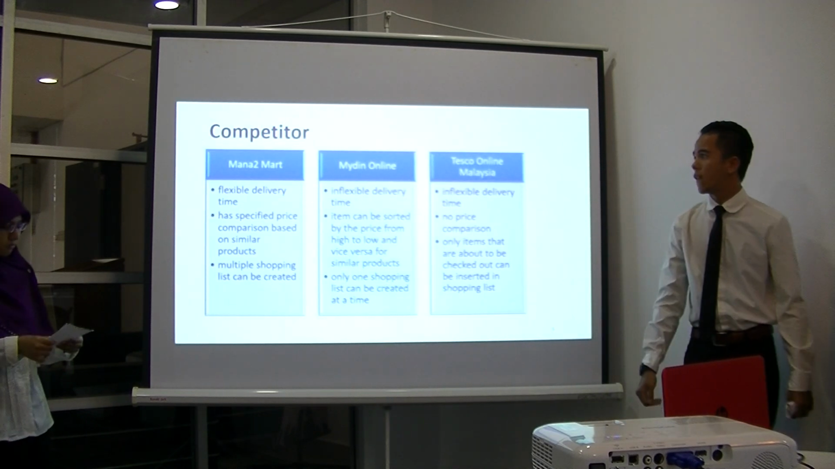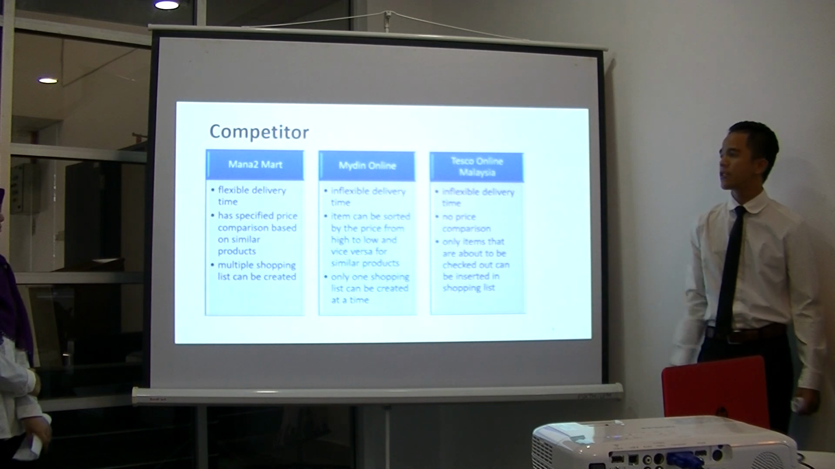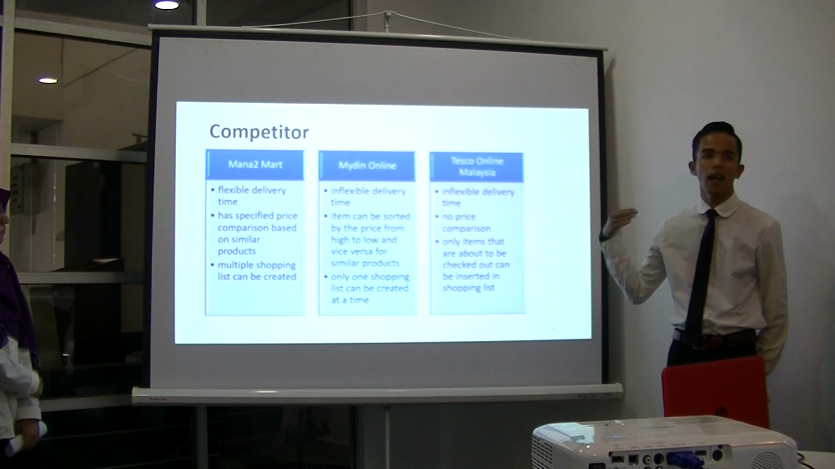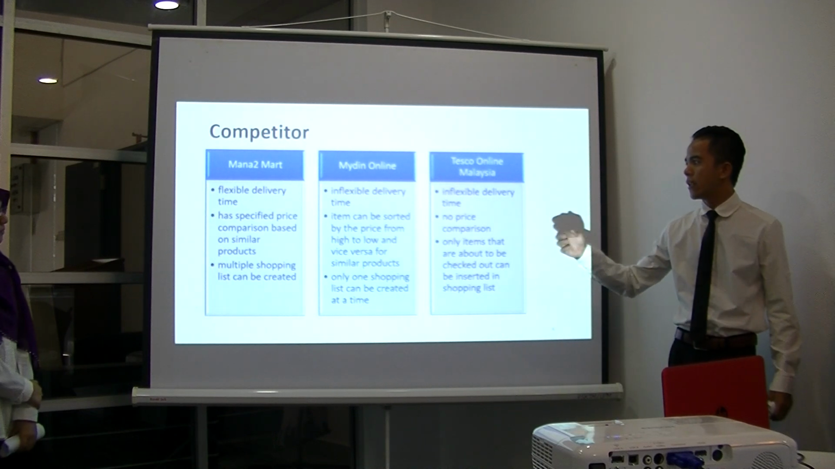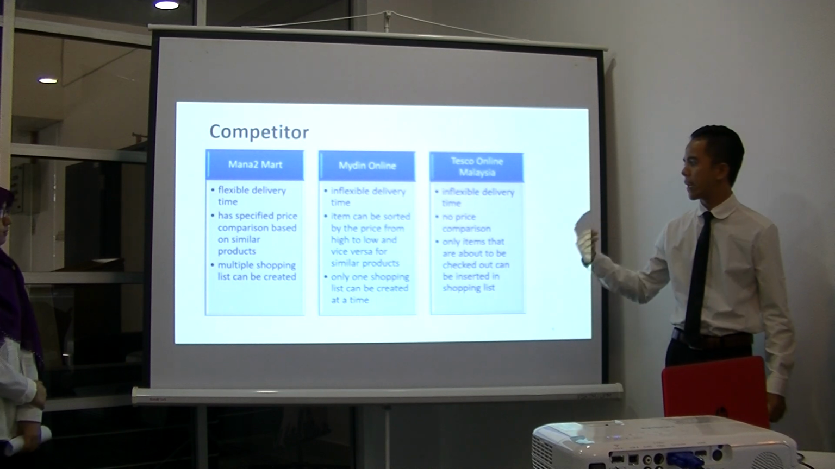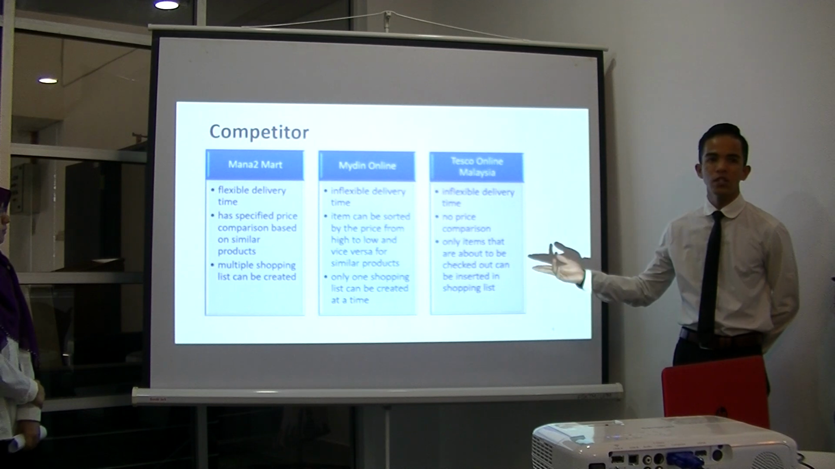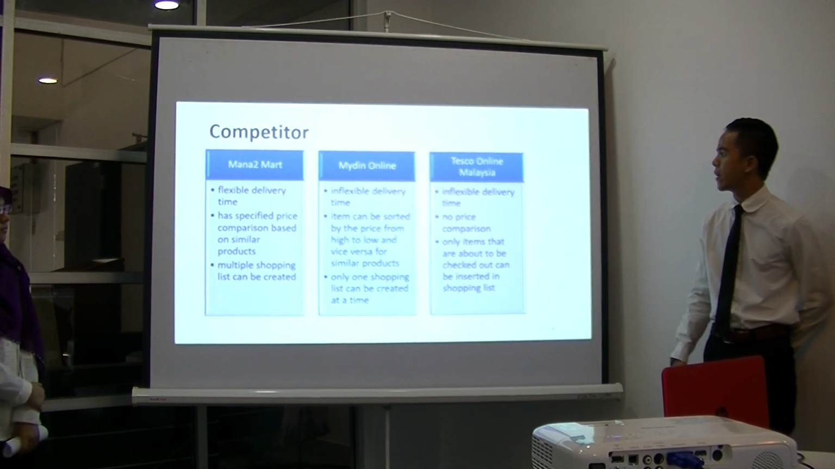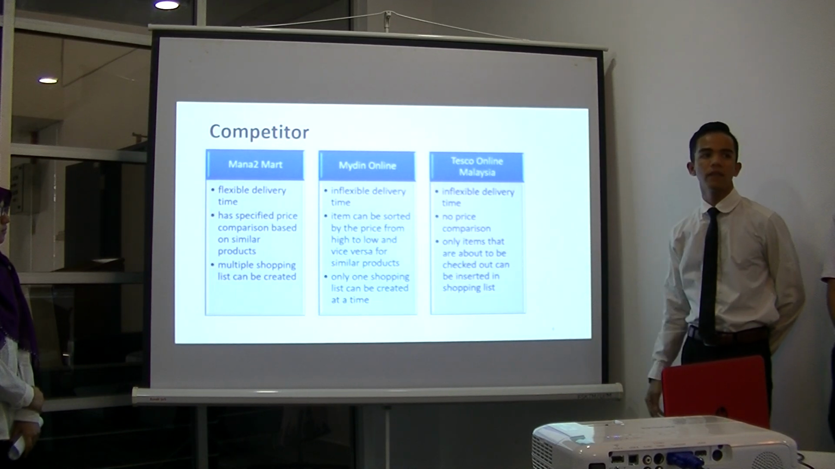Our main competitors of this app are Binding Online and Tesco Online Malaysia. Both of these online shopping systems have inflexible delivery times. For Binding Online, the items can be sorted by price, but their weakness is that only one shopping list can be created at a time. For the Tesco online system, they do not provide any price comparison for their products.